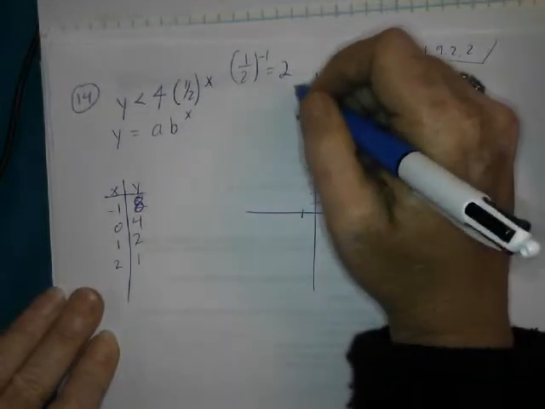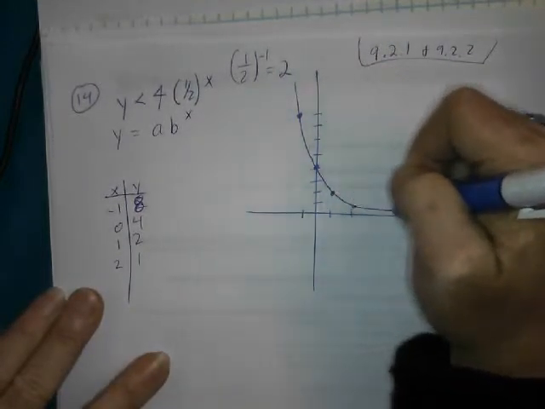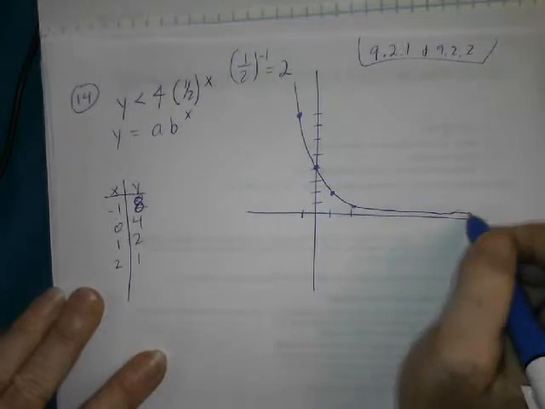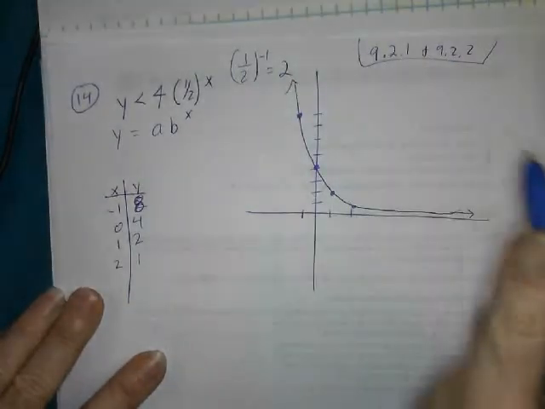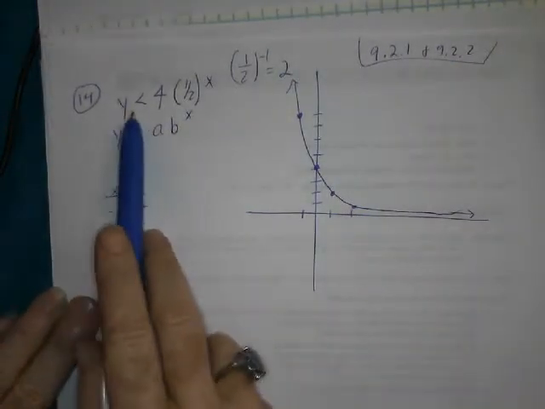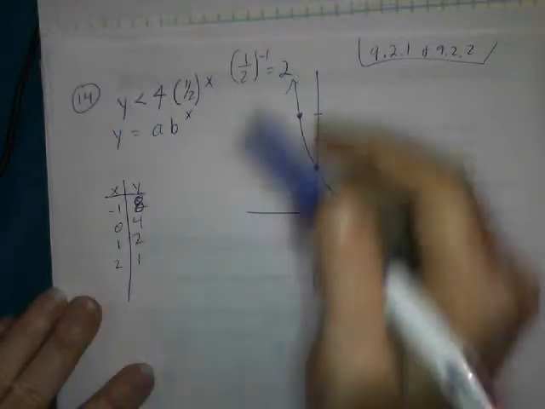And that's enough for me. I'm convinced that it's going to go like this. Okay, we're not trying to be too super picky. We're just sketching a graph. Now, it says less than, so I want to shade below.